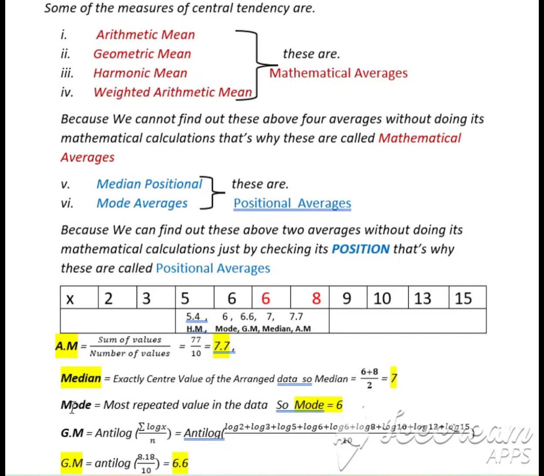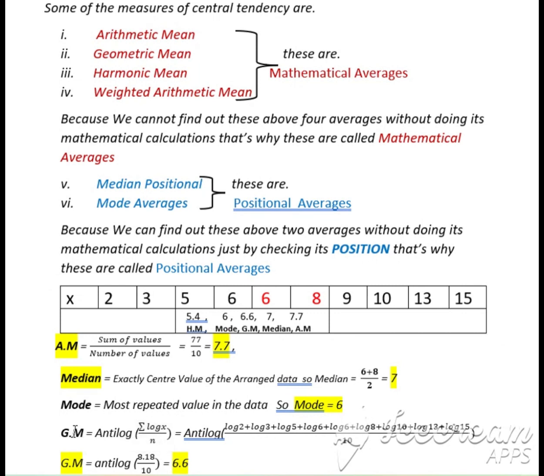Now how to calculate mode? Mode is the most repeated value in the data set. So check which number is repeated the most times. 6 is repeated twice, so 6 is the mode. Just by observation you can check mode. No calculation is needed for mode, or sometimes for median also, just observation. But arithmetic mean, geometric mean, harmonic mean and weighted arithmetic mean need mathematical calculation to find their numerical answer.